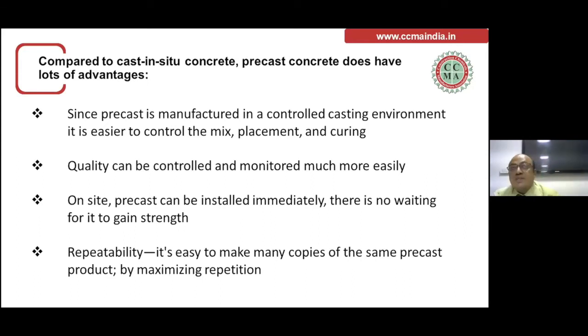And one more thing is repeatability. Because it is cast in molds, we can generate multiple repeated structures. For that reason, it is easy to make many copies of the same precast product by maximizing repetitions. That is much easier, and it is very difficult to make this type of structure in cast in situ concrete.